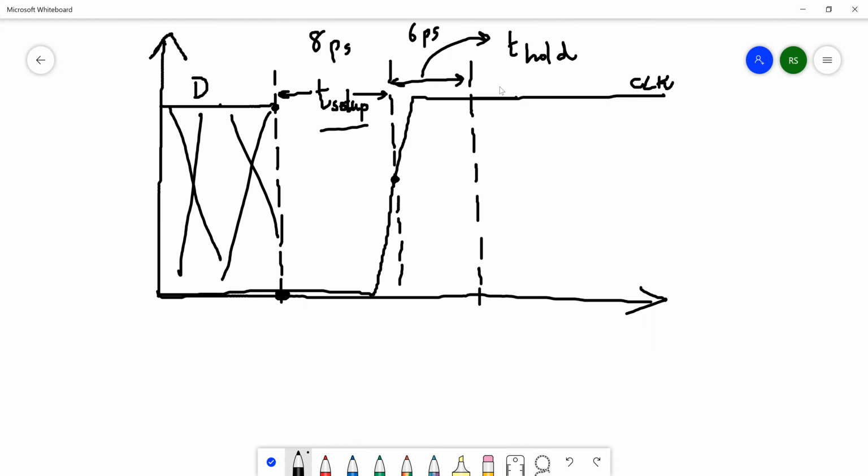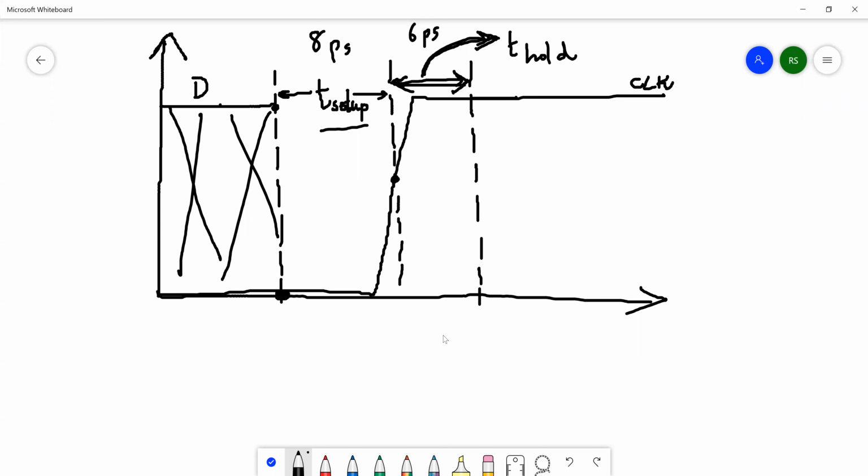On the other side, after the arrival of the clock signal, there is some amount of time for which again you should maintain D at the same value. You're not allowed to change D during that time. That duration for which it should be held constant after the arrival of the clock signal is called the hold time constraint.